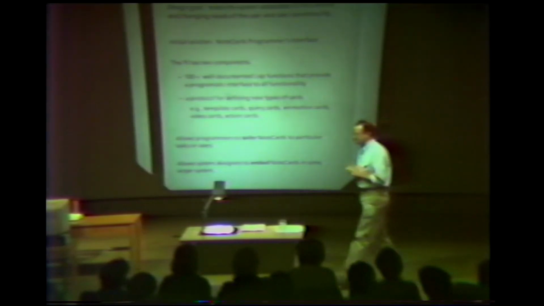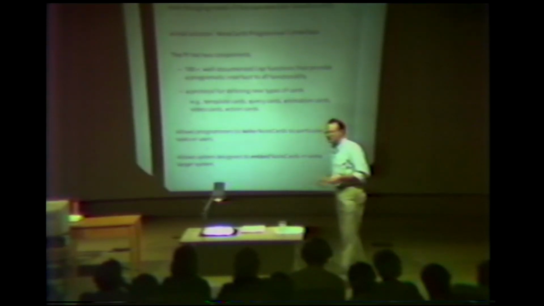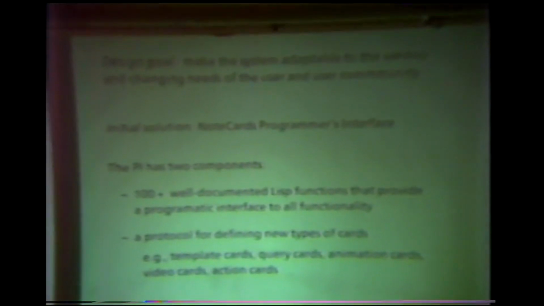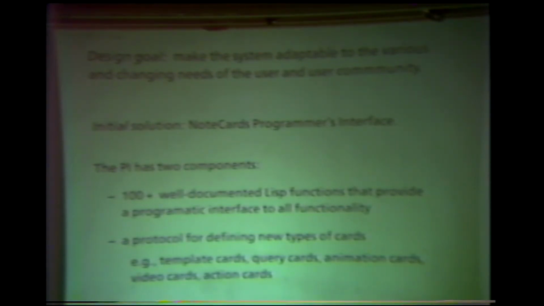As I said before, we were very interested in building a system that was tailorable, that could adapt to the changing needs of the community and the individual users as they go through their task. And our initial solution to that was to build a NoteCards programmer's interface that has two components. There are 100 well-documented Lisp functions that provide a programmatic interface to all the functionality in NoteCards. So anything, plus more, that you can do from the user interface, you can do from this programmatic interface, so people can build systems that use NoteCards as a back end or front end or whatnot. Then there's a new protocol for defining new types of NoteCards. I showed you the animation cards, which was defined by one of our users using that protocol.